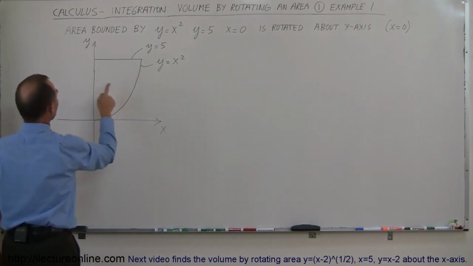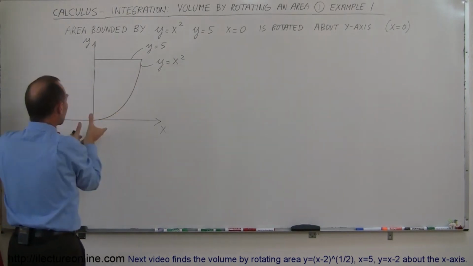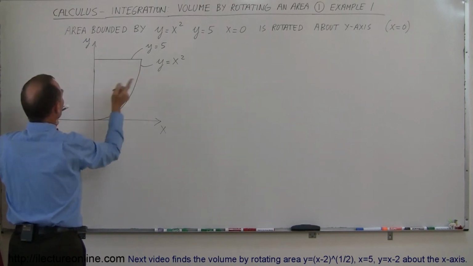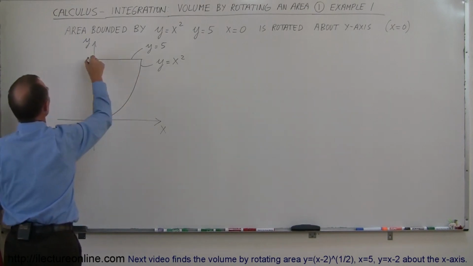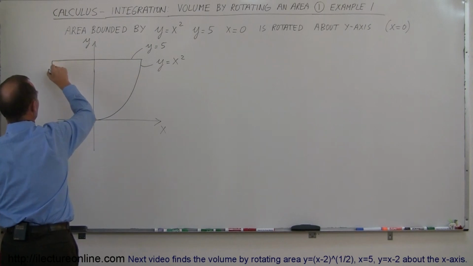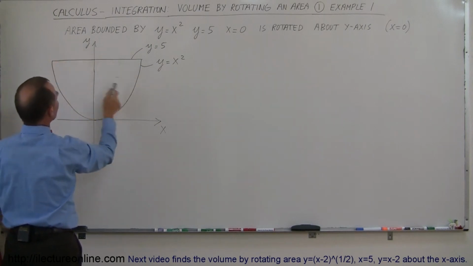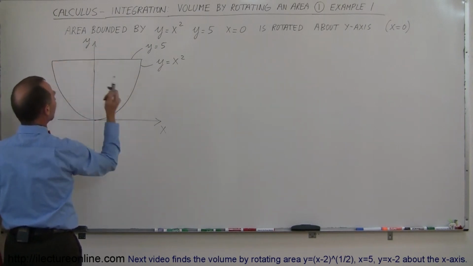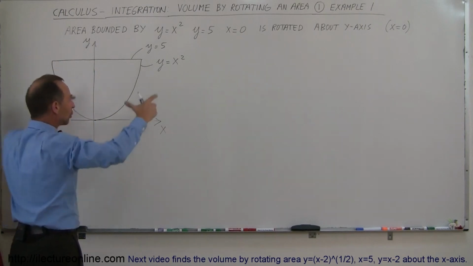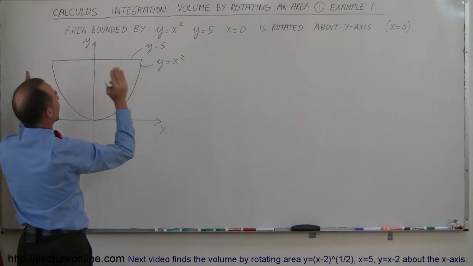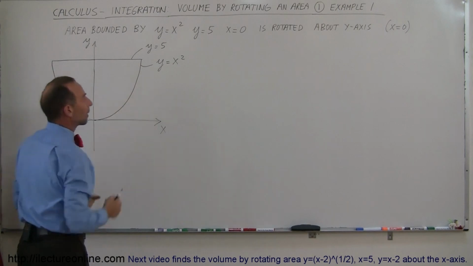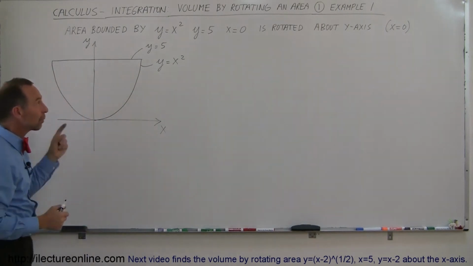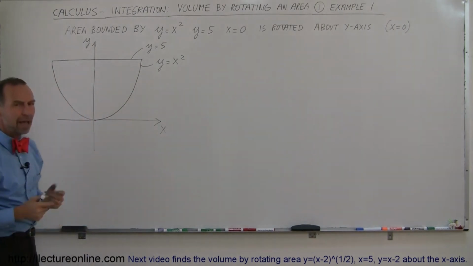When we rotate it like that, we get kind of like a bowl-shaped object. We rotate that all the way around, and we end up with something that looks like this. It's complete volume-wise, like a bowl coming up flat at the top and parabolic in shape all the way around. So that's what we're trying to find the volume of. How do we do that?